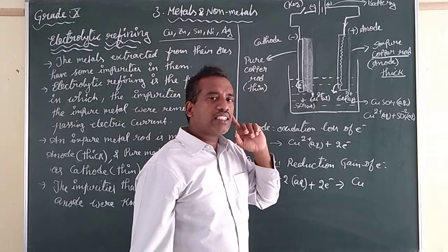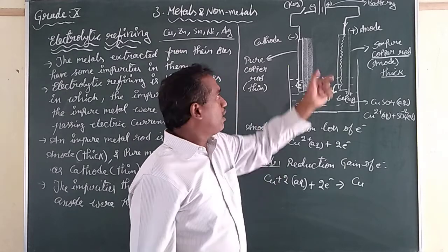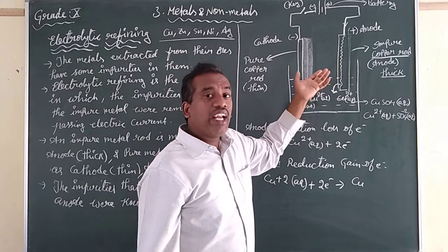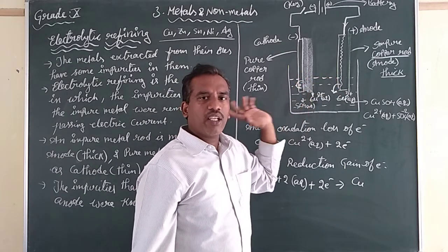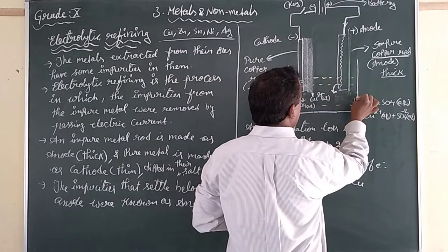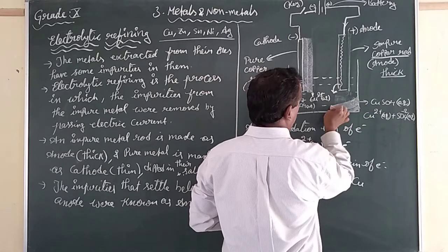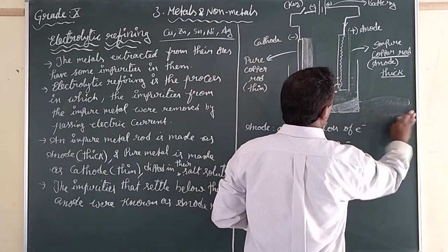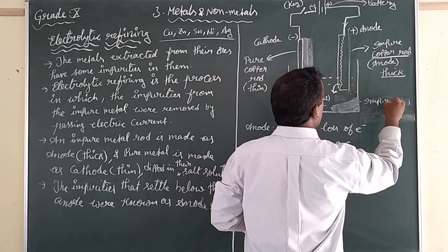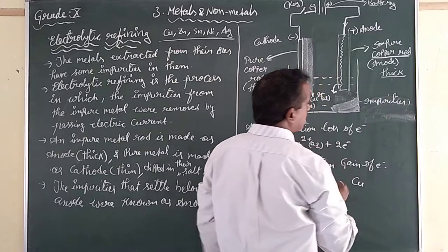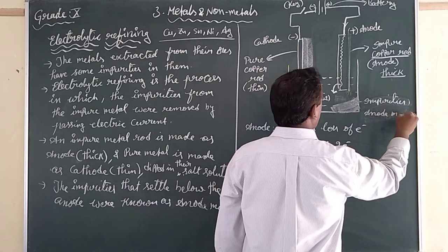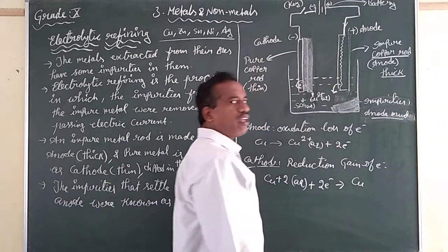Now what is our task? To get the pure copper metal. Now we got pure copper metal. And where are the impurities? Here copper ions are moving, but where are the impurities? See, the impurities will settle at the bottom of the anode, not in the electrolyte. These impurities that settle at the bottom of the anode are called the anode mud.